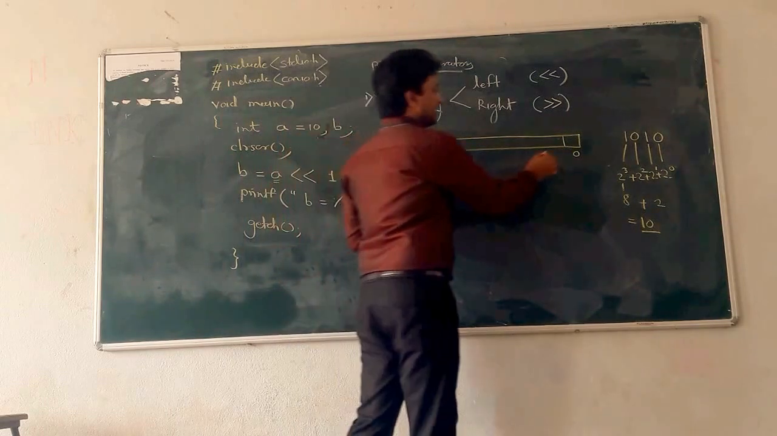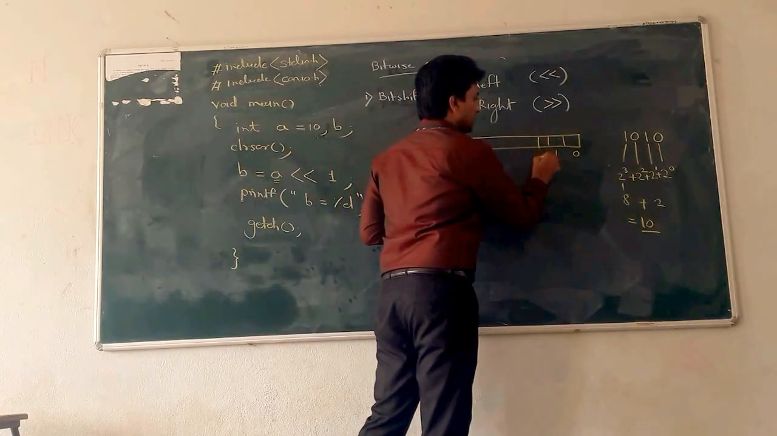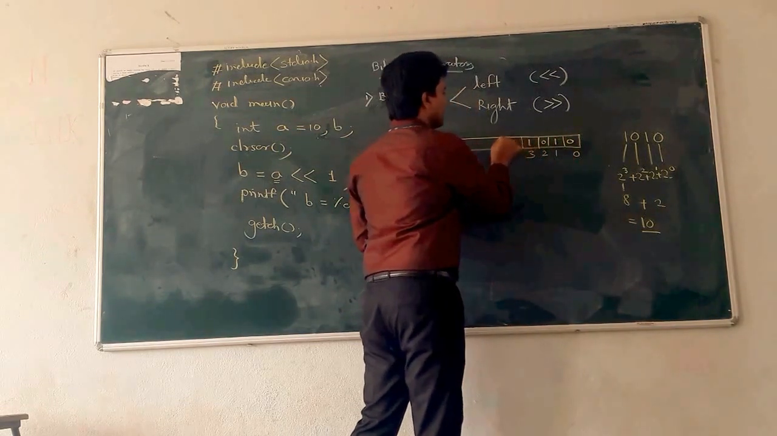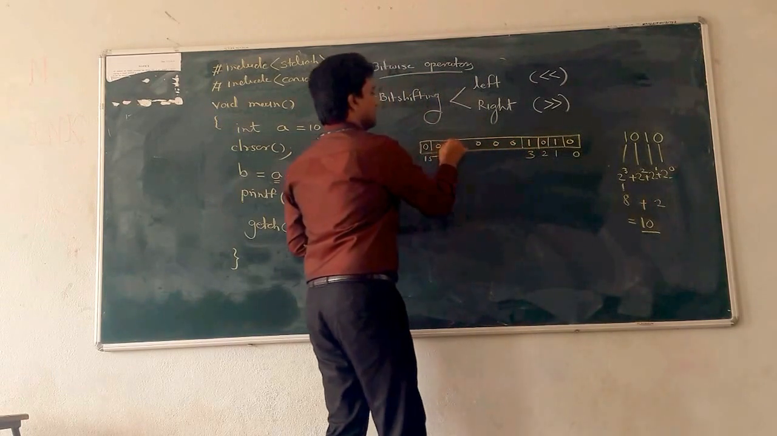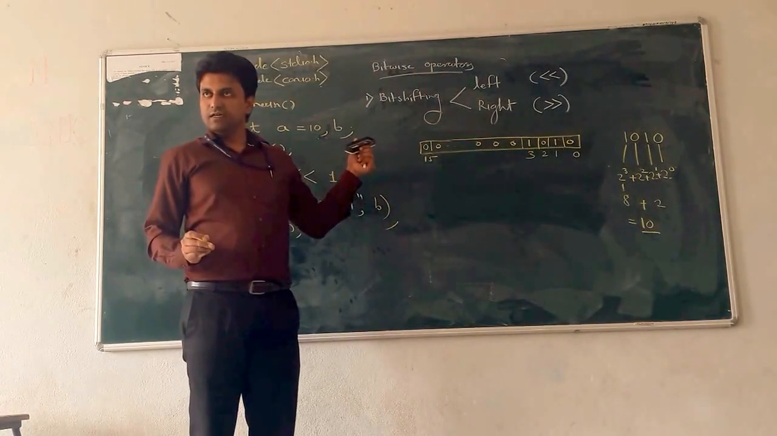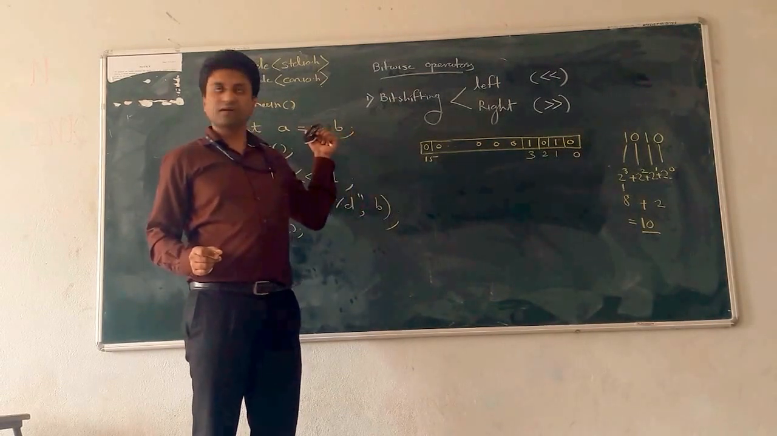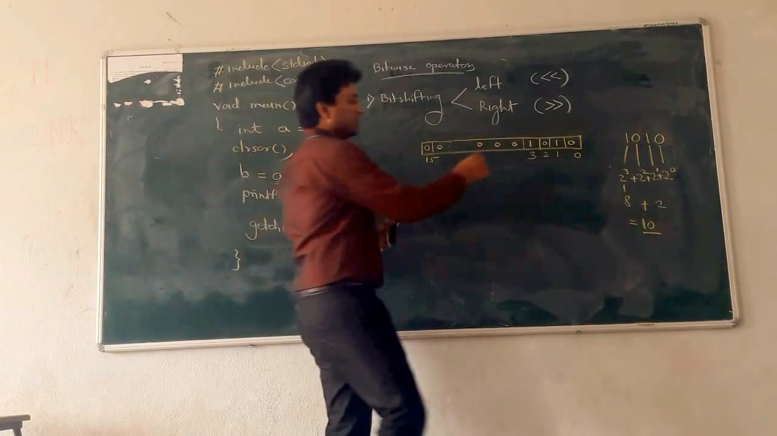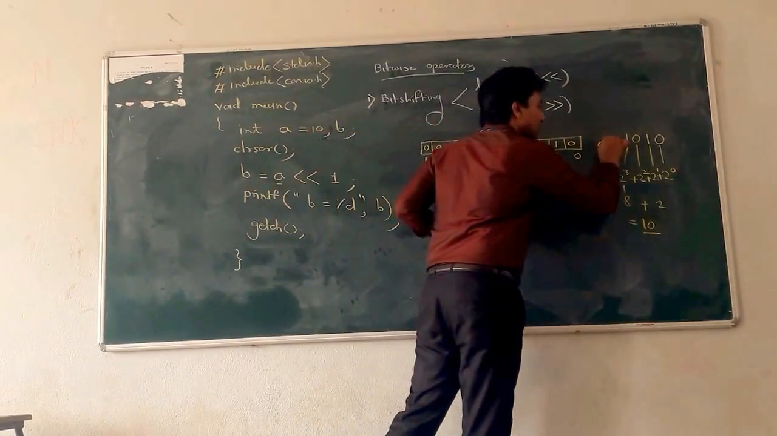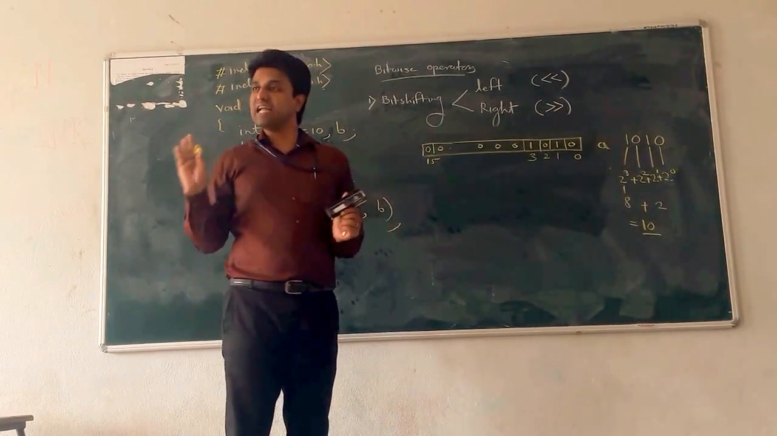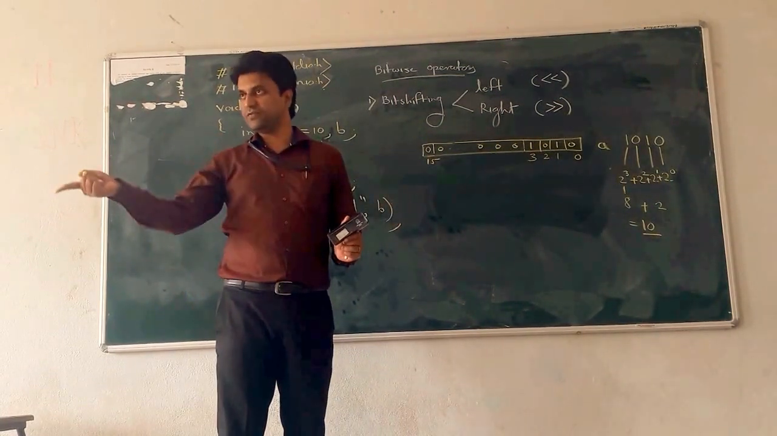Okay, and all other bits 0, 1, 2, 3. What is the value? 1, 0, 1, 0. And all other bits are 0, 0, 0. Okay, this is the representation of binary 10, decimal 10 in the RAM. And that location's logical name is a. And this location has some physical address which is in hexadecimal form.